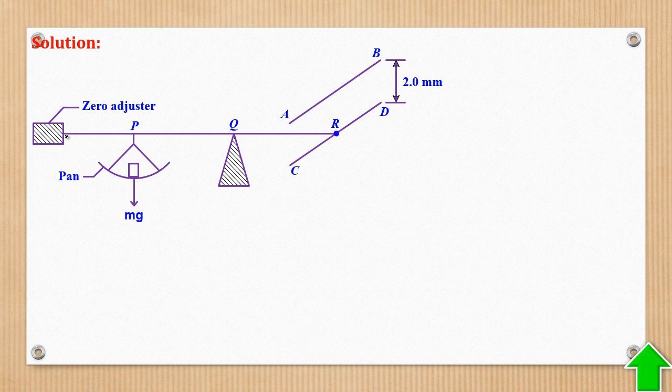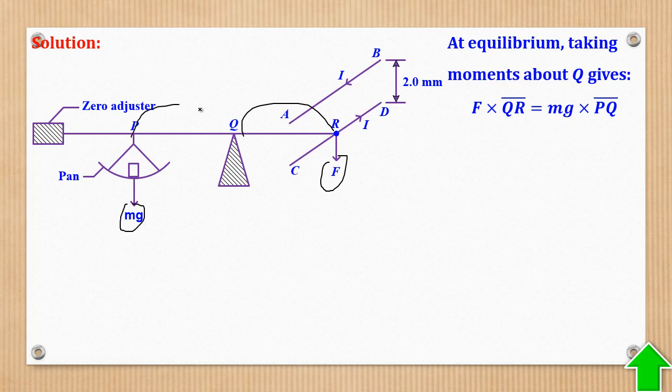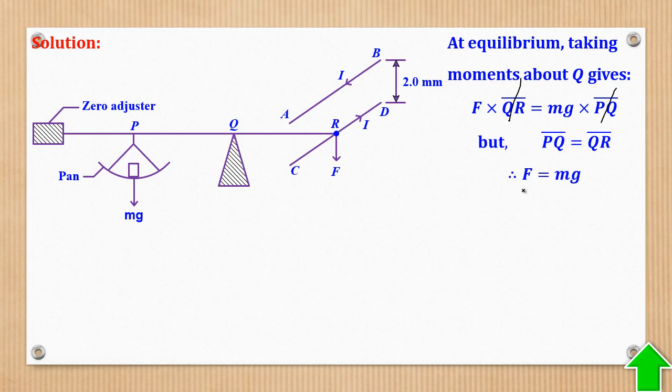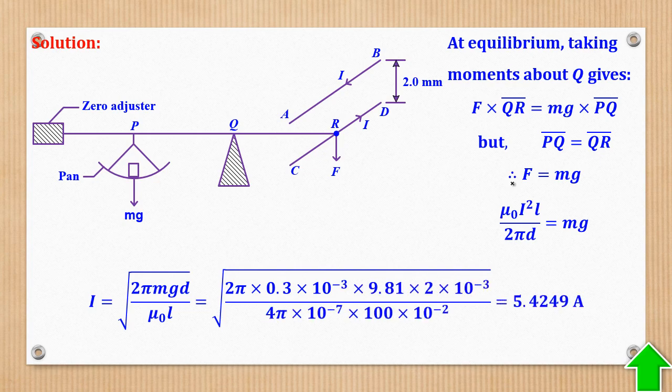So there will be a weight and there will also be a repulsion there. So at equilibrium, when you take moments about 2, we shall come up with F times 2R is equal to mg times P2. But the good thing, we know that 2R is equal to P2, so these two can cancel and remain with F equal to mg. And I know that F is the force between two currents, so it will be given by this formula. Then I can make I the subject and substitute, then get the answer they wanted.